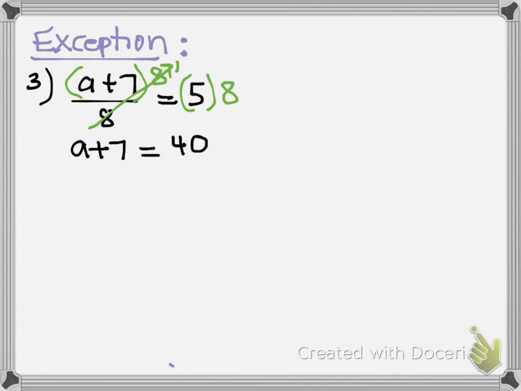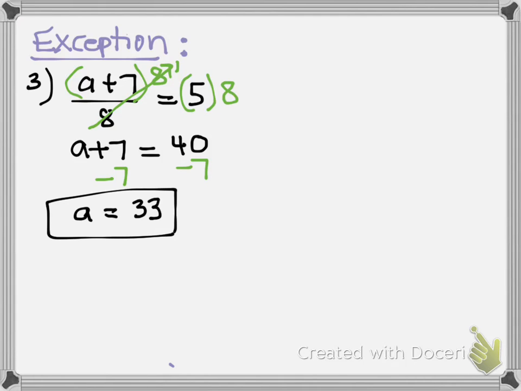Now what do I do to get a alone? Opposite of adding 7 is subtracting 7. So the exception comes when my original problem is a complete fraction on one side. Get rid of the denominator. Okay? All right.